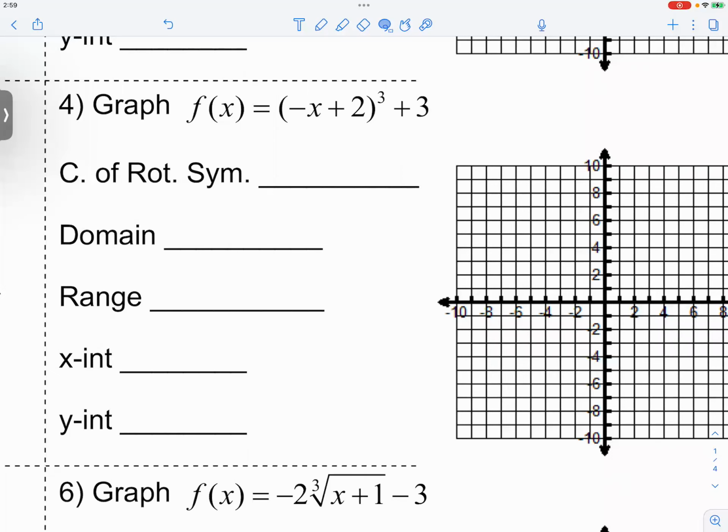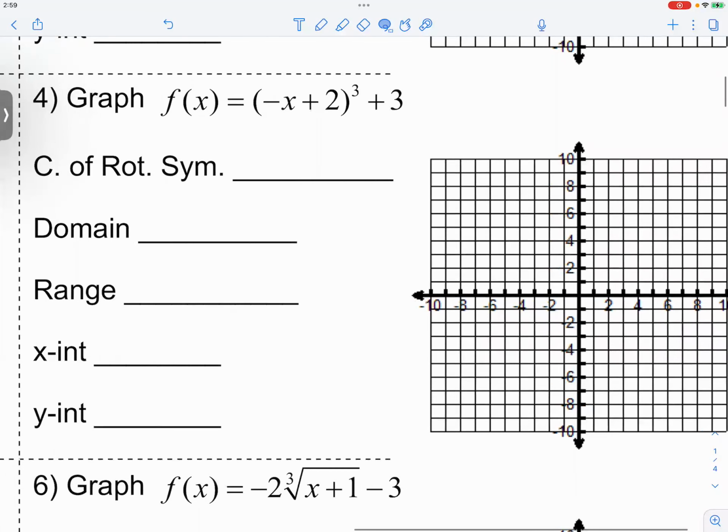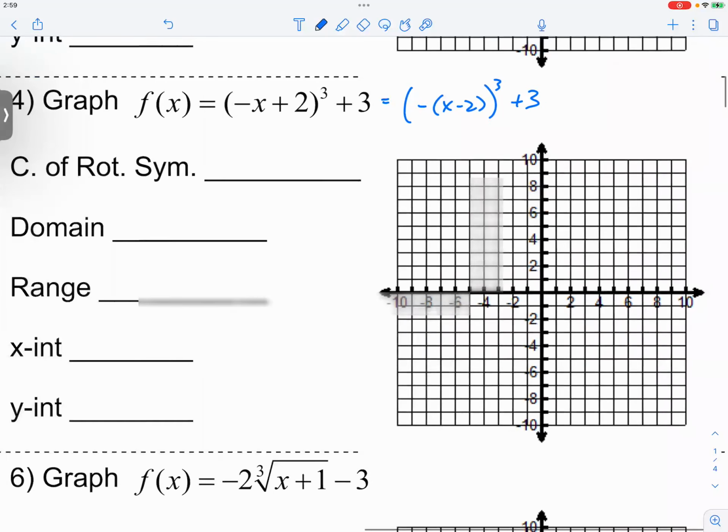All right, number four. Yeah, number four, it's another one that requires factoring. So I hope you can take a look at number four and identify the need of factoring straight away. So what you do is factor the negative so that you can tell that we have a little reflection over the y-axis. Okay, so the graph is going to be something like this.